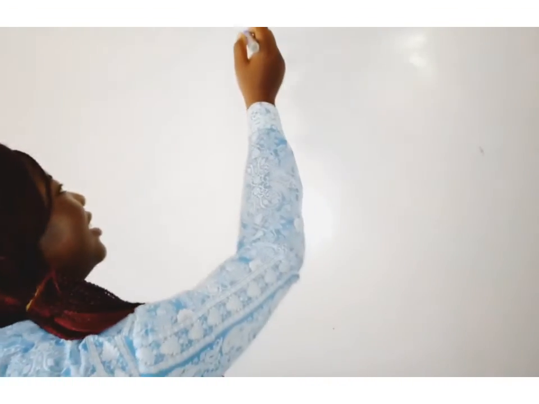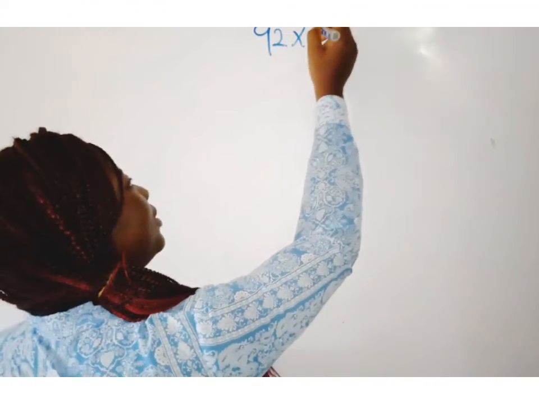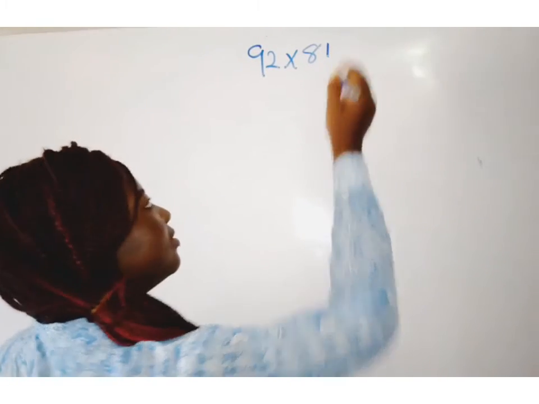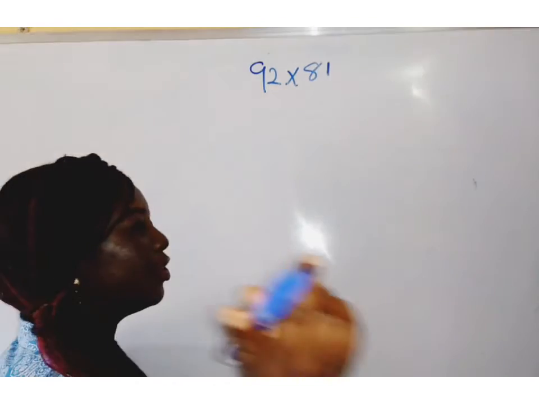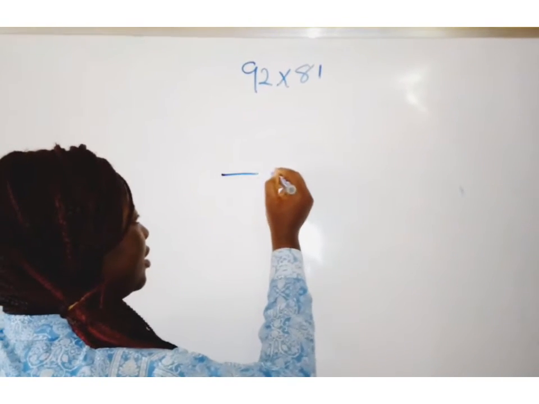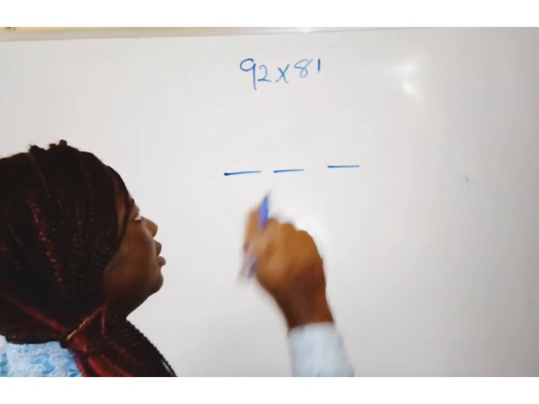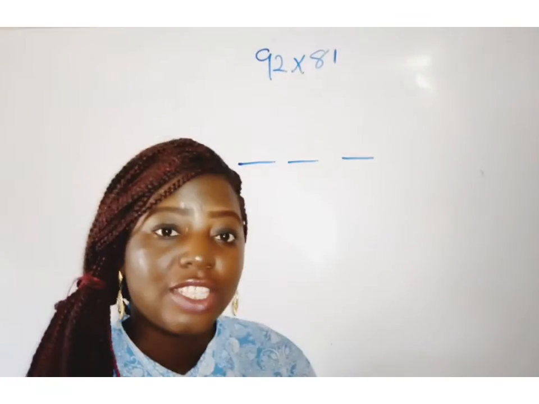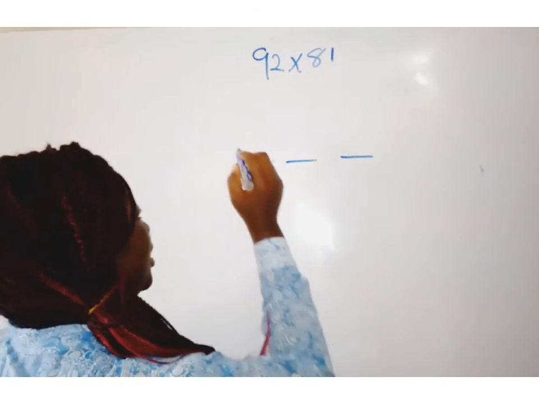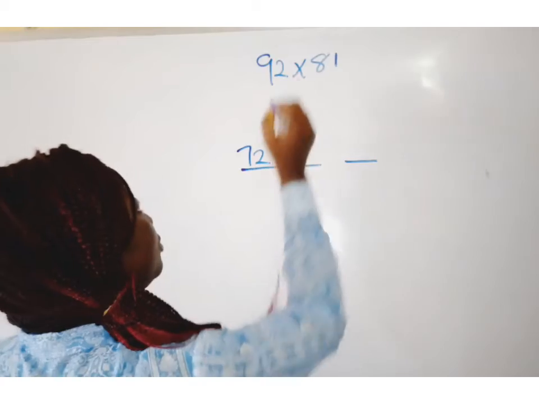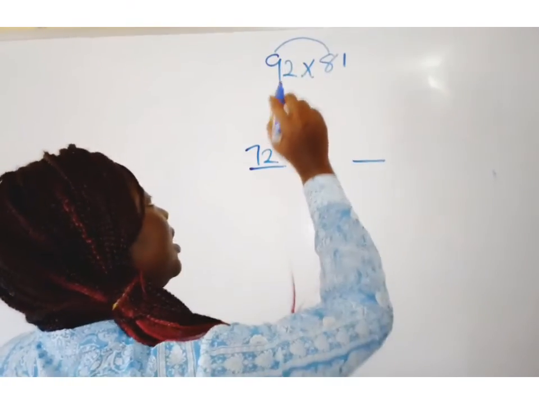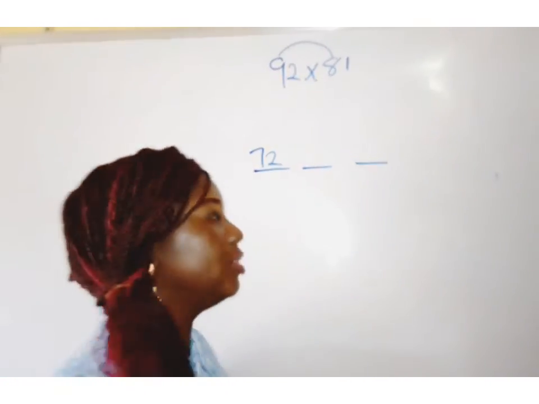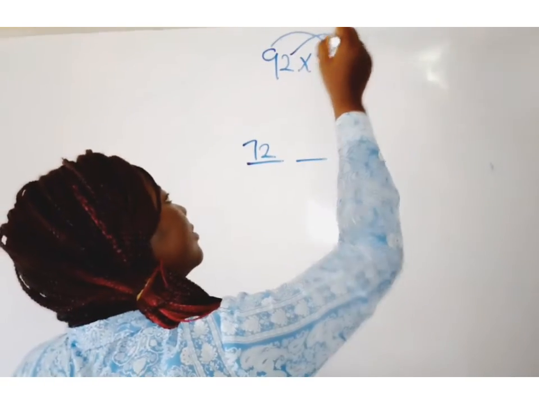This time around, let's get a number. Let's say 92 multiplied by 81. 9 multiplied by 8. Don't forget, let's rule 3 lines. So 9 multiplied by 8 gives us 72. That means we are going to write our 72. Then we are going to multiply what next? 2 by 1, which is 2.